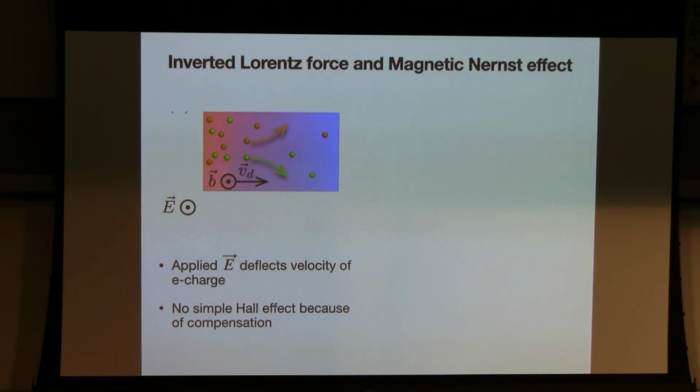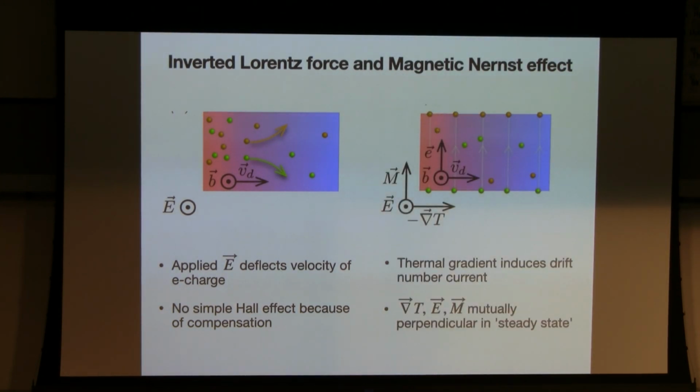But there's no Hall effect because there are as many positive as negative spinons, so it's sort of exactly compensated out. However, if you can put a thermal gradient on and an electric field, then that will induce a drift number current. In steady state, your positive spinons drift up and your negative ones drift down, but what that actually corresponds to is a magnetization that's perpendicular to those two. So that's a Nernst effect.